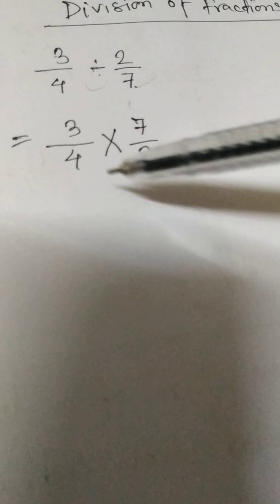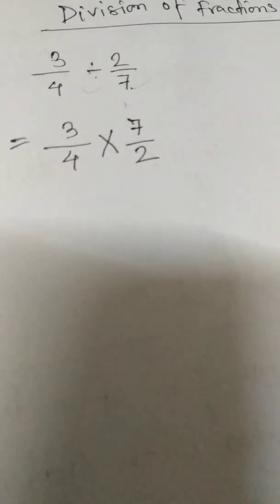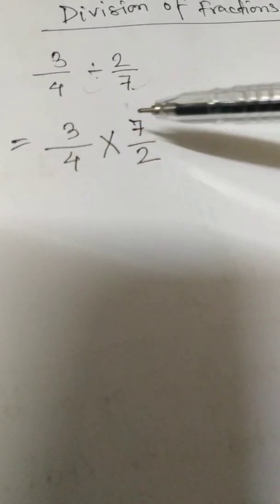Now you already know how to multiply fractions. So for the fraction which is after the division sign, you just need to interchange its position. Like 7 goes up, 2 goes down. Apart from that, you have already done multiplication of fractions. You will understand this very easily.